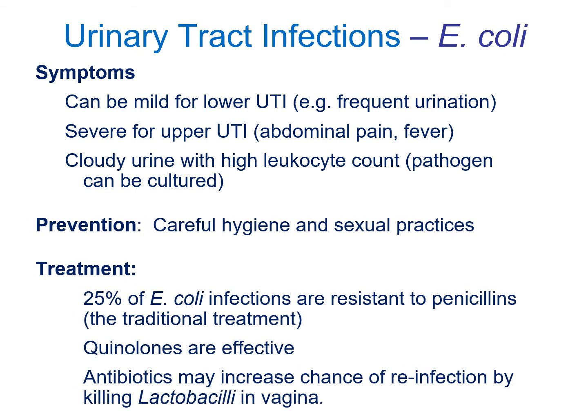So prevention of E. coli infections of the urinary tract, first of all, careful hygiene is very important. So again, especially in females, you want to make sure that feces don't end up at the opening of the urethra. Sexual practices as well. So anal sex followed by vaginal sex is a bad idea for a few reasons, most predominantly E. coli infections.